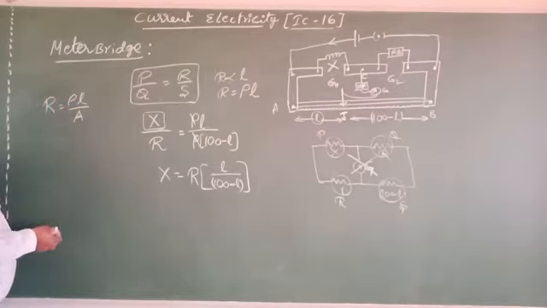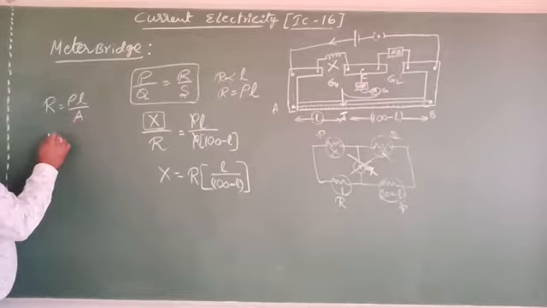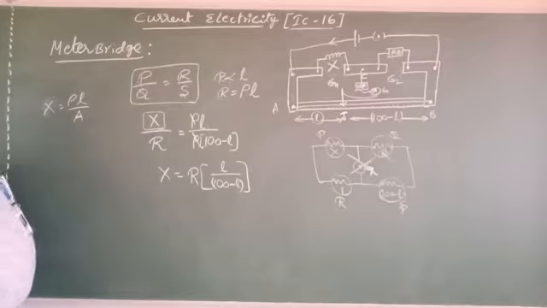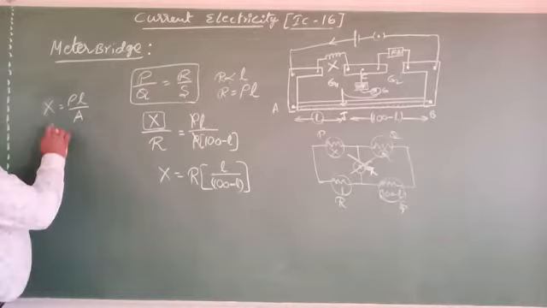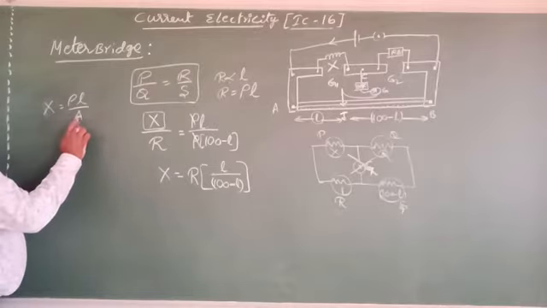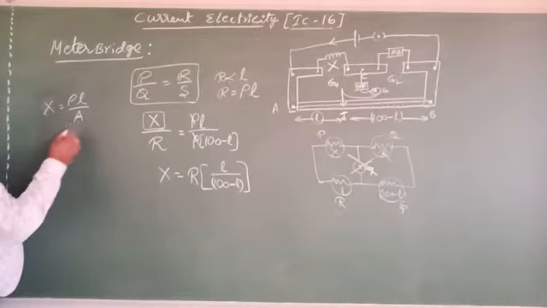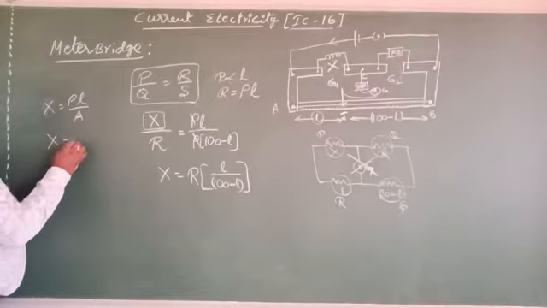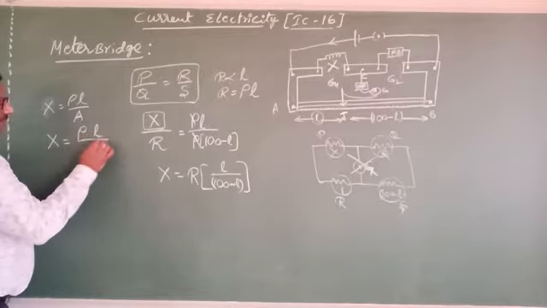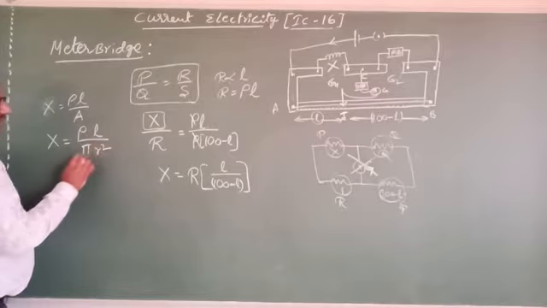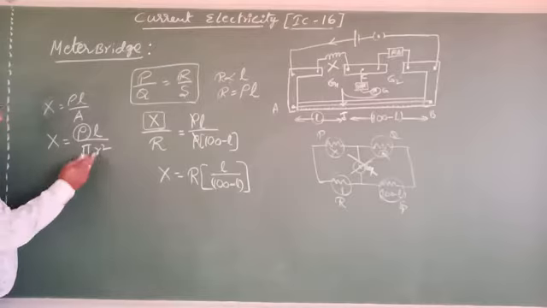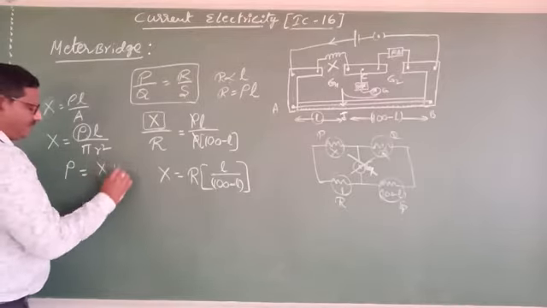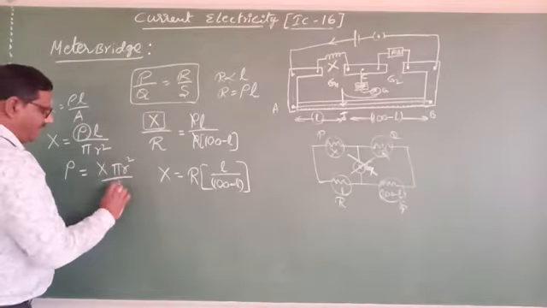Now the wire has a uniform area of cross section. Now it is X that we measured, and the specific resistance of that wire is what we are measuring here. So I will write X, with the area in terms of radius: X equal to rho into L by pi R square. By using this formula, the formula for rho is: rho equal to X into pi R square by L.